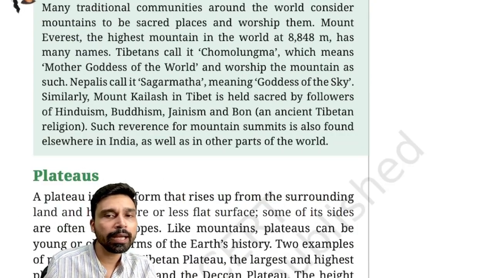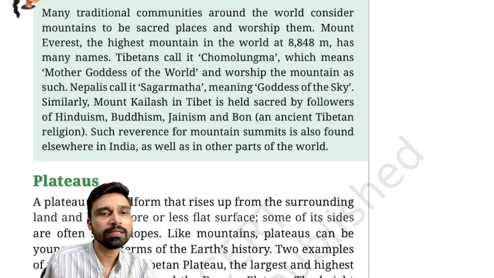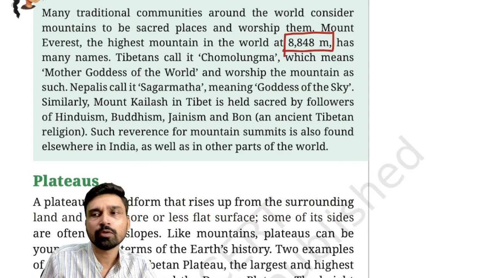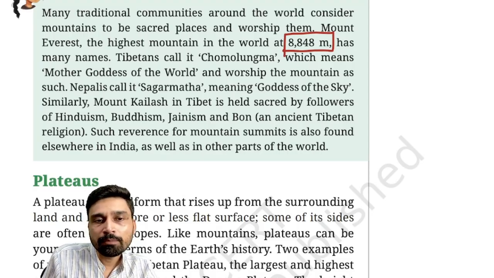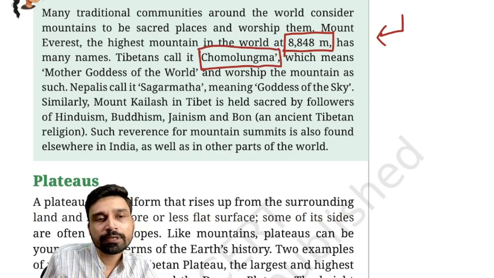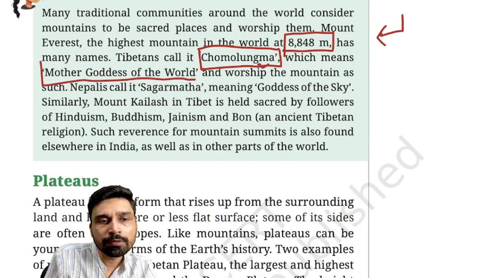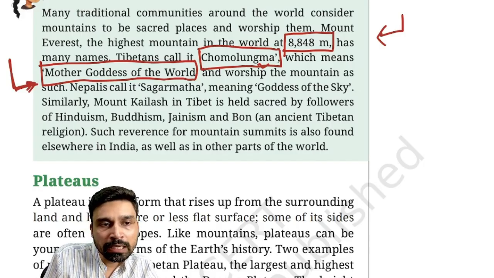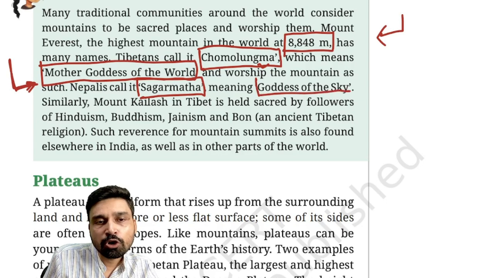Now let us look at some of the interesting facts given in the NCERT book. As we have seen, the height of Mount Everest is about 8,848 meters, and Mount Everest, though the most common name, is also referred to by several other names. For example, people in Tibet refer to it as Chomolungma. Chomolungma means mother goddess of the world. So there is a kind of religious and cultural significance of Mount Everest for the people of Tibet. Similarly, people in Nepal refer to it by the local name of Sagarmatha, which again means goddess of the sky.